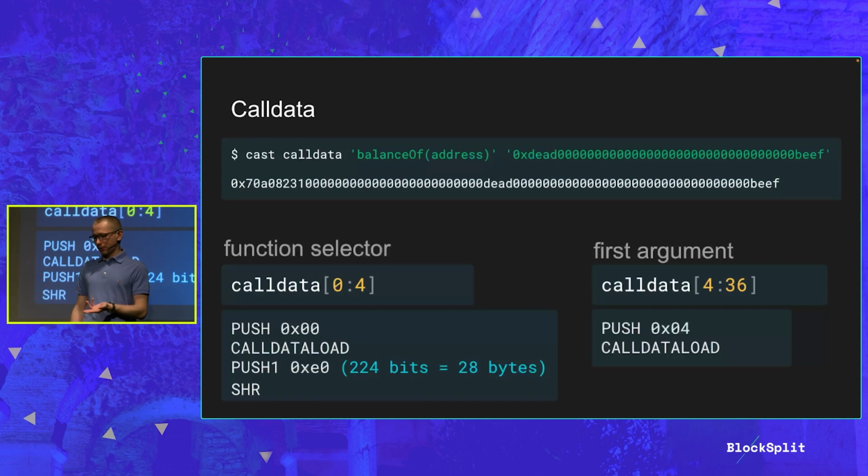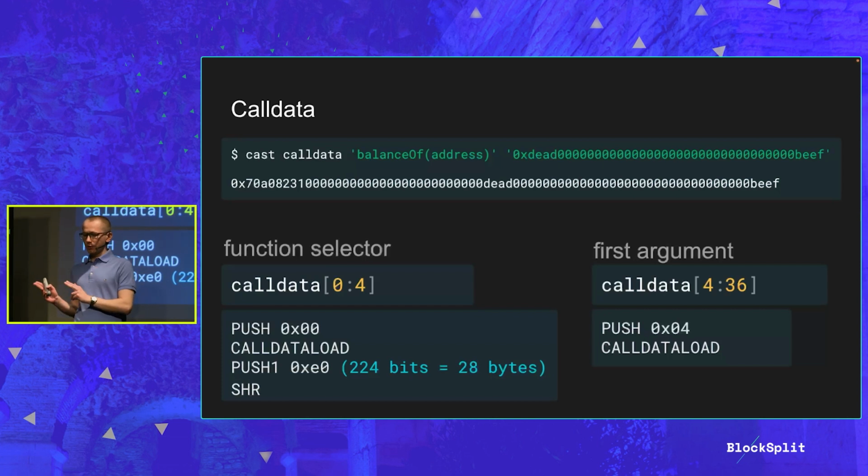So that's expressed in pseudo Python, and if we express it in EVM opcodes, usually it's like: push some value to the stack, call the calldataload opcode, and then shift right by 28 bytes to get the first 4 bytes.